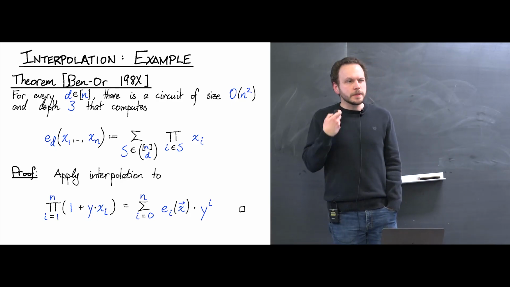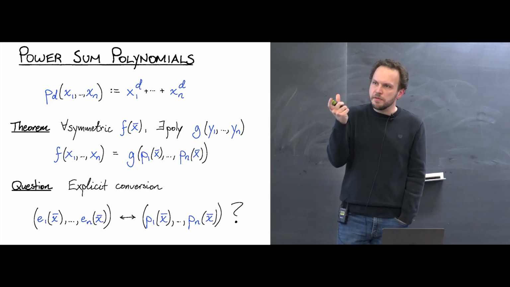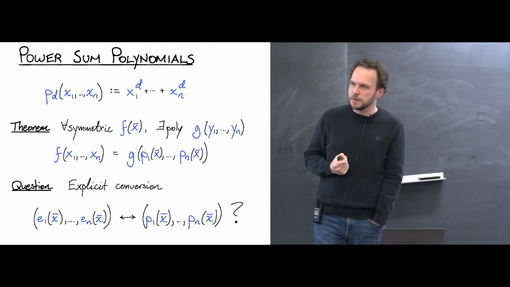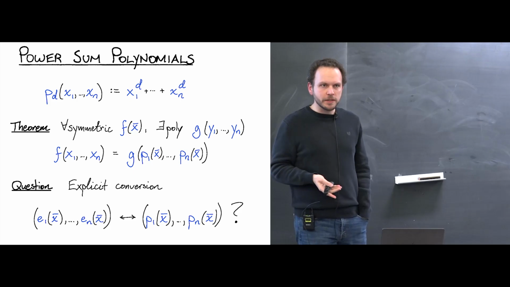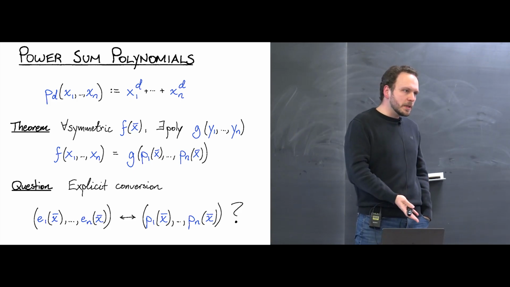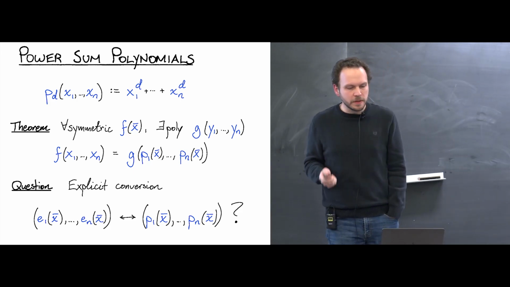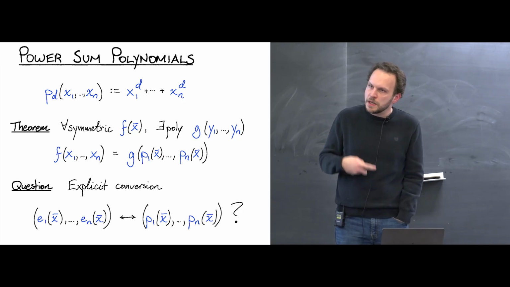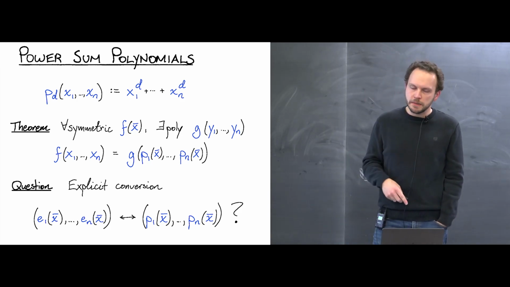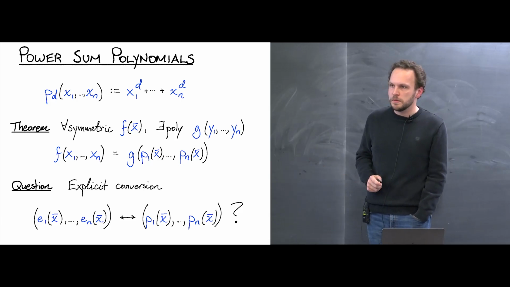The other family has a bit of a simpler definition. It's called the power sum polynomials. I have n variables, and I take the sum of their dth powers. Now, why would you be interested in these? Well, an analog of the fundamental theorem of symmetric polynomials also holds for the power sum polynomials: for every symmetric polynomial f, there's another polynomial g, not necessarily symmetric, so that I can write f as g composed with the power sums.